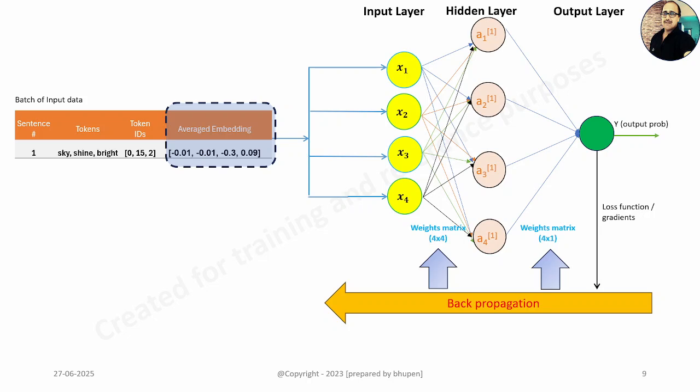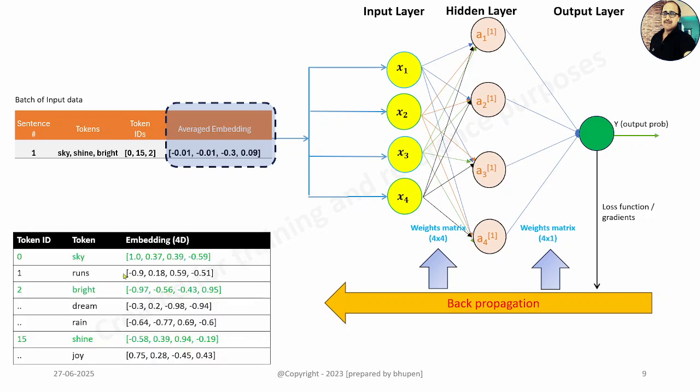What is interesting now is that in this case of random embedding, the Keras model also needs to update the embedding which we initialized randomly in the first step. So the embeddings for tokens 0, 15, and 2, particularly those three token embeddings, will also be adjusted as per the loss function.